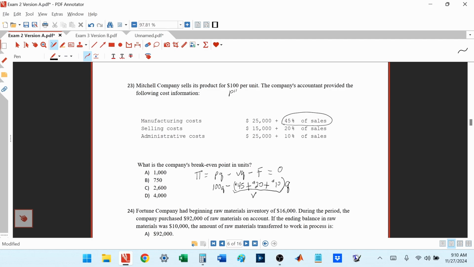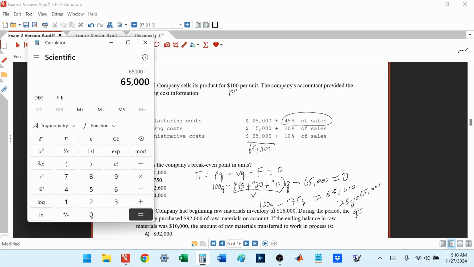So those are our variable costs. We multiply V by Q. And then our fixed costs, well, we have $25,000 for manufacturing fixed, $15,000 for selling fixed, and $25,000 for administrative. So if you add that up, I guess you get 65,000. So those are our fixed costs. So this is our profit. Set it equal to 0 and solve for Q. So we have 100Q minus 75Q equals 65,000. 100Q minus 75Q is 25Q equals 65,000. And therefore Q must equal 2,600 units is the break-even point.